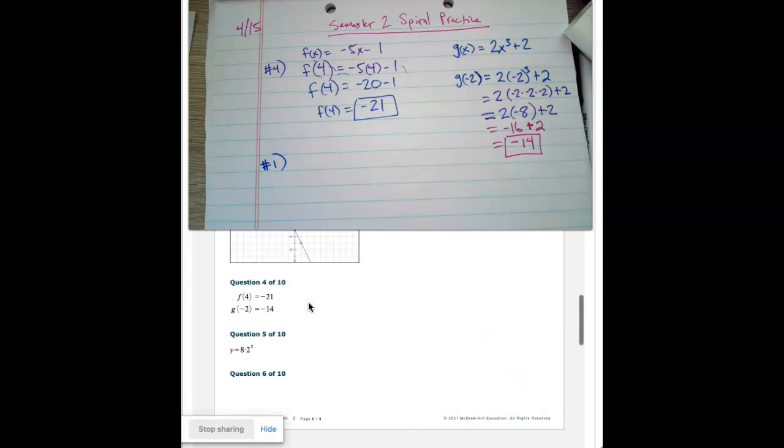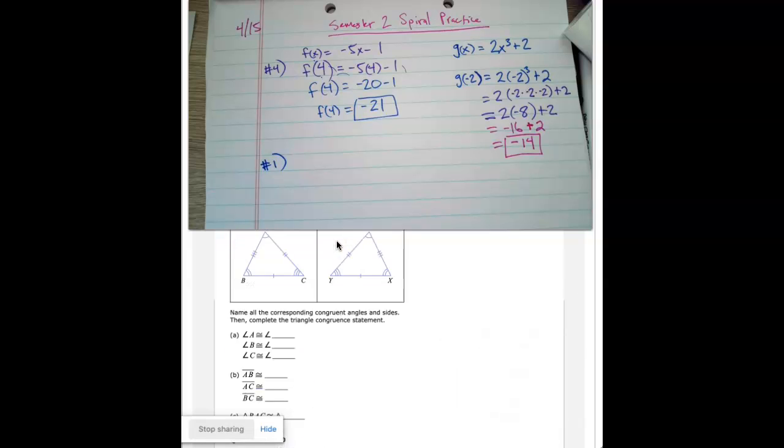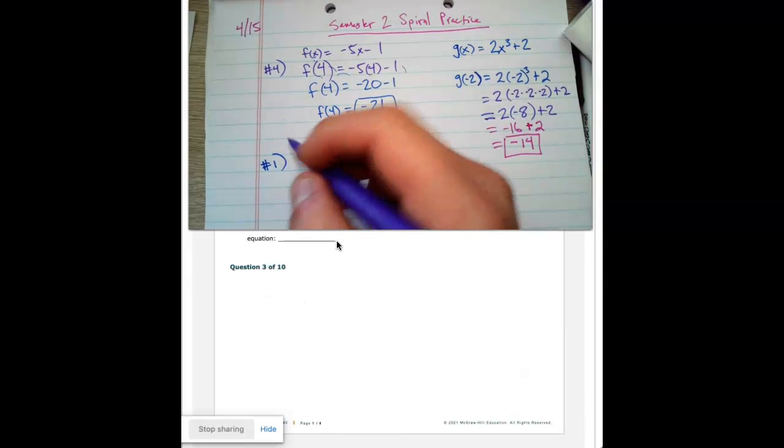You can see here in number 4, f of 4 is negative 21, and g of negative 2 is negative 14. So you can definitely check on these as needed. Back to number 1. Stop me if you have a question, remember that.